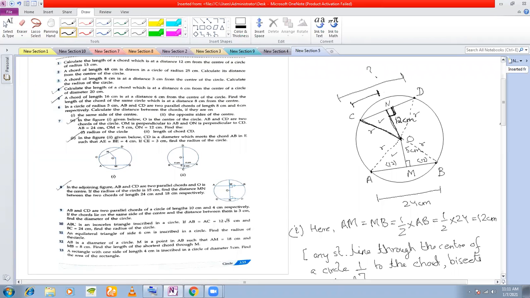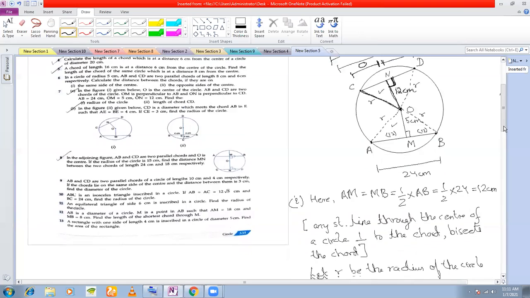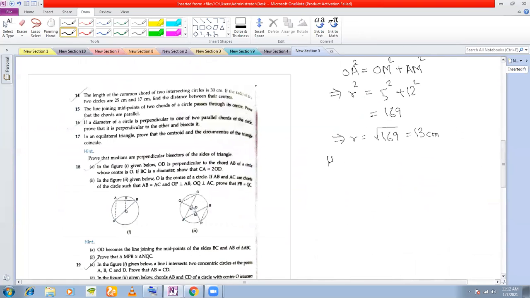That means this length CN must be equal to ND. These two lengths must be equal. So whatever you get the length of here, you just double this length, you will get the entire length of the chord, right? So let us first write OC is equal to 13 centimeter, because they are radii of the same circle. Here OC is equal to R is equal to 13 centimeter, right?